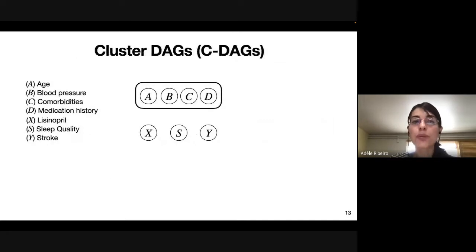Now, how can we construct a cluster causal diagram in this way, or a cluster DAG in this way? First, we have to decide a partition of the variables.